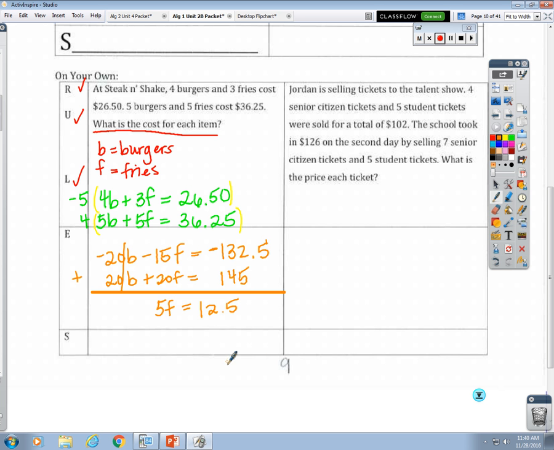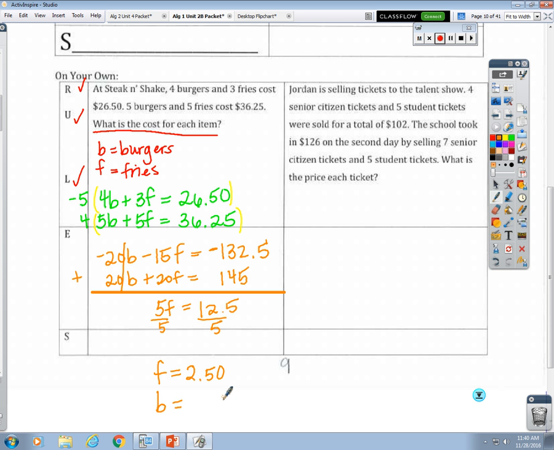Okay, now to solve for f, what do we do? Divide by the 5. So that means f equals what? And what does that mean? Isn't that the cost of a fry? Okay, so fries cost $2.50. But is there an easy way to find the cost of a burger, like there's been easy ways to do all these other ones? Well, right. That's not as easy as the other ones have been, right?